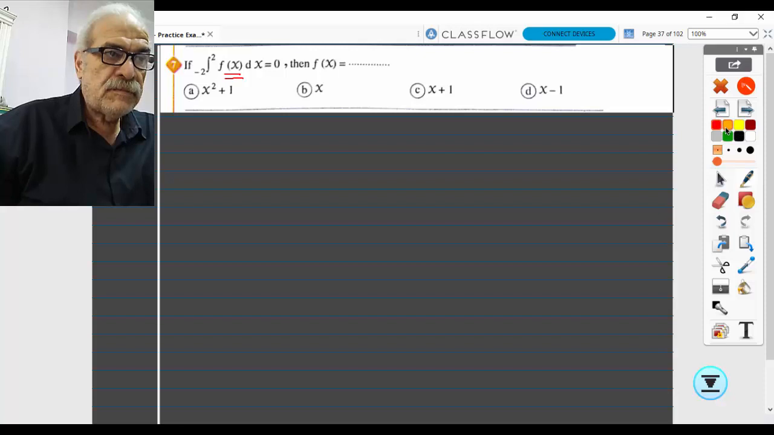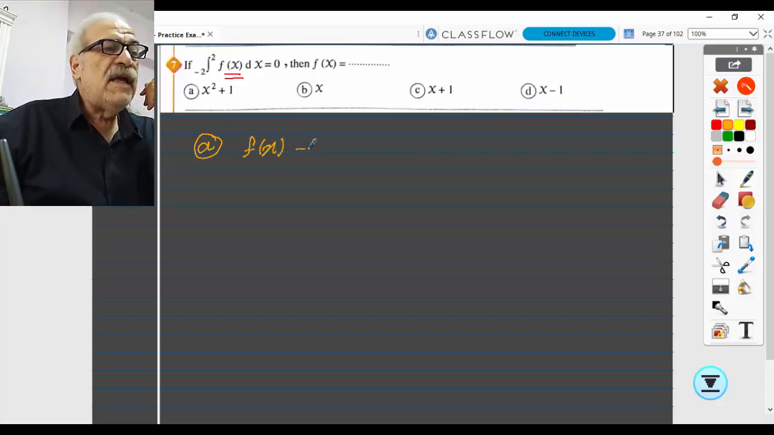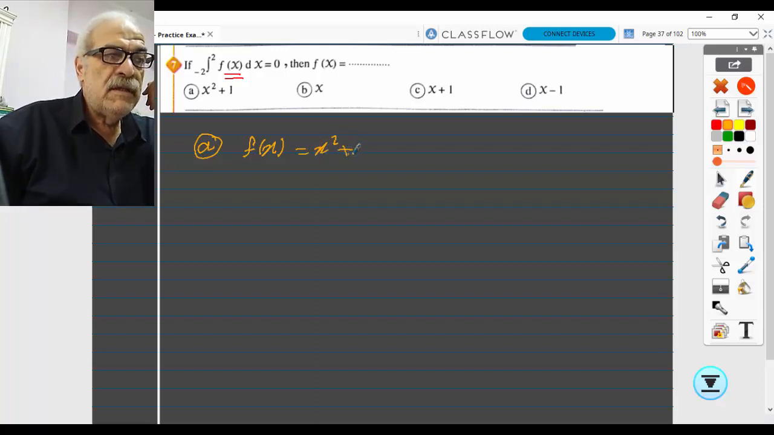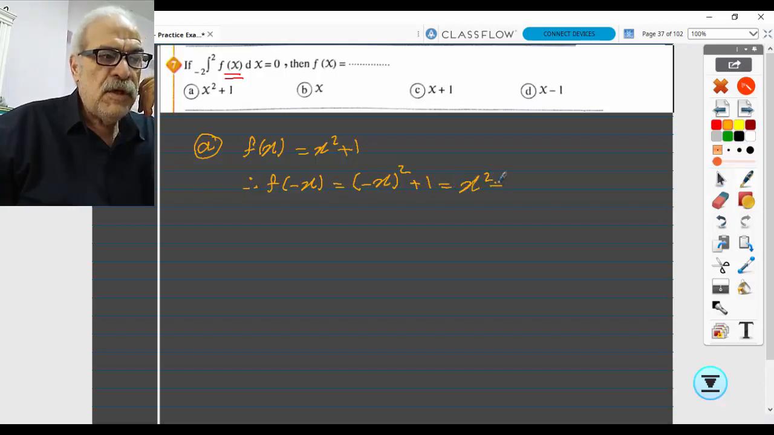Okay, by taking here a, we have f of x equals x squared plus 1, right? So f of negative x equals negative x power 2 plus 1, which equals x squared plus 1. So the function here is even.